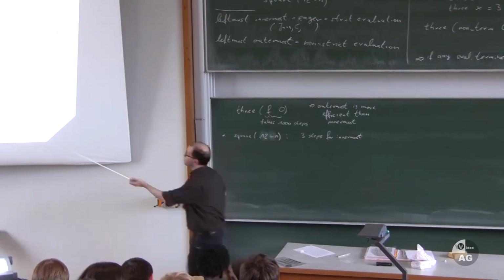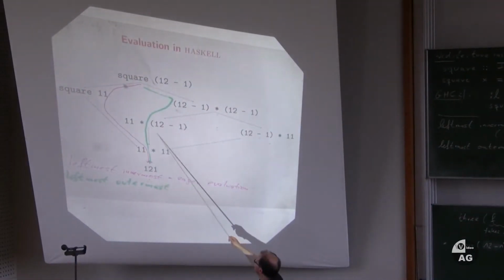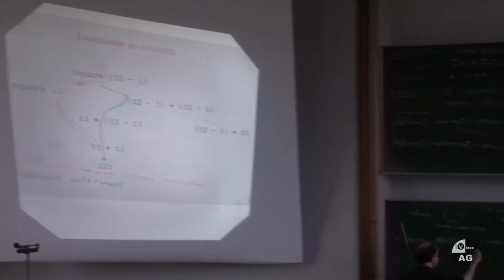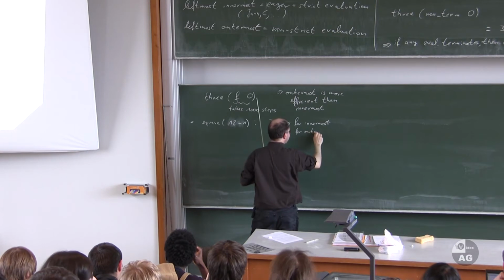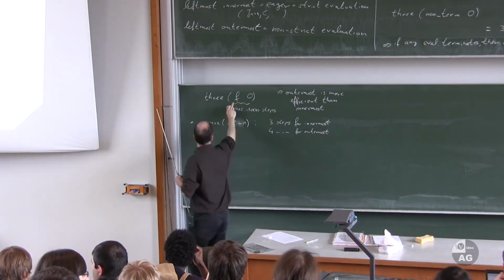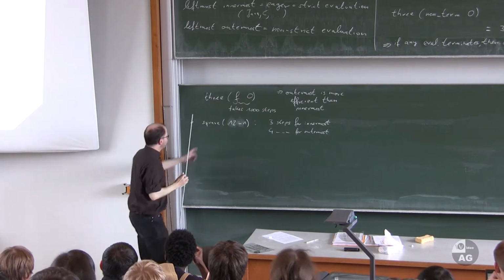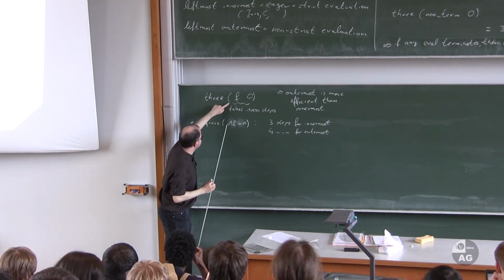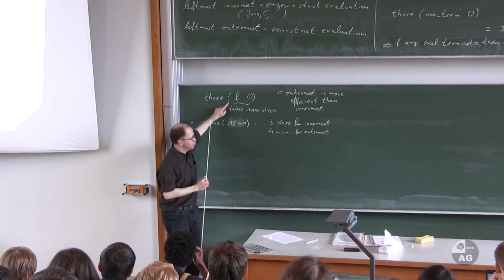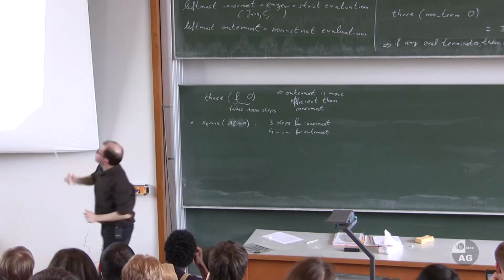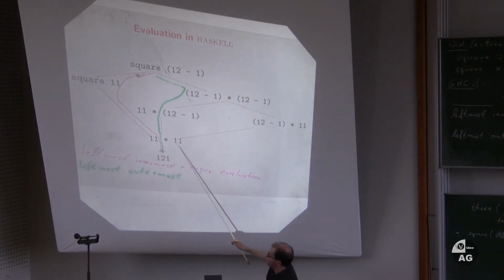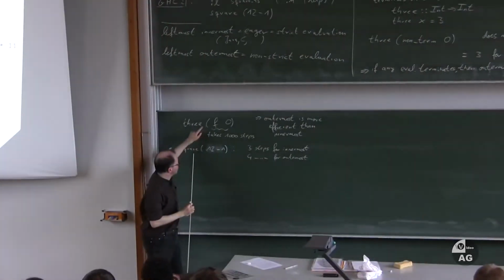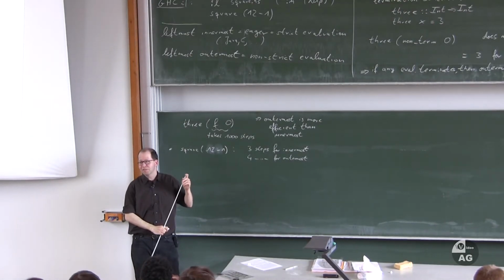And how many do I need for outermost? Well, 1, 2, 3, 4. 4 steps for outermost. And, well, you might say, well, 3 steps, who cares? But if this takes 1,000 steps, then indeed here we have 1,002, because you need 1,000 for those. And then you need 1 step to replace square by this times this, and another step to execute the times. So I would say 1,002 steps if you do it innermost, and 2,002 steps if you do it outermost.